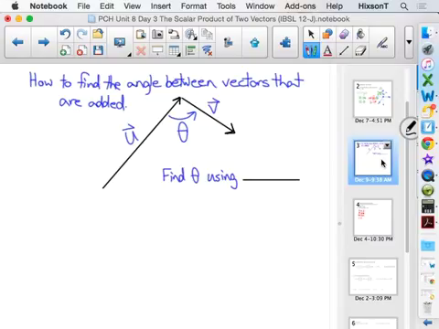The only problem is U's facing the wrong direction, right? So, how do we make it face the right direction? Negative U. Yeah, make it negative. So if we use negative U and V, we could figure out that angle theta. Here's negative U facing the other direction. So now if we use those two, get the dot product and the magnitudes and so on, and use our formula, we can get the angle between those.